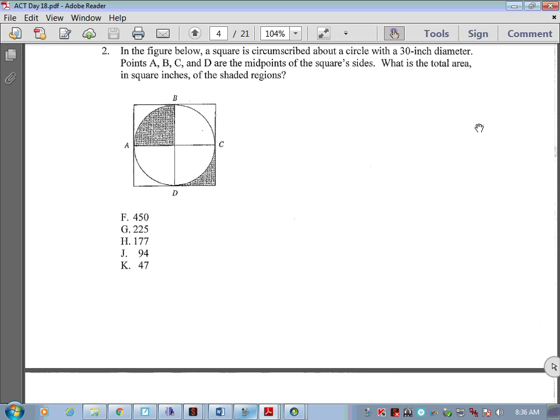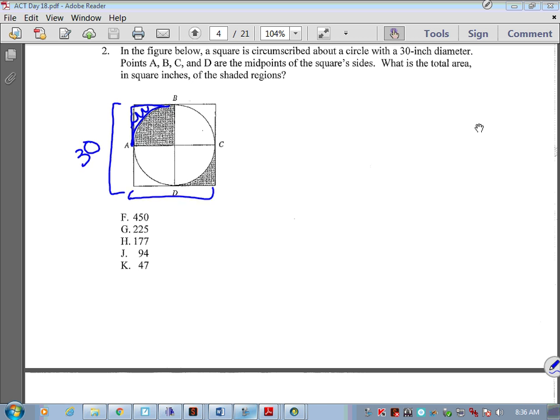All right. What's interesting about this is that this shaded region could just as easily be here, right? So let's just put it there. Let's make our life easier. So really what that shaded region is, it's 1/4 of the whole circle, right? All right, so if it's a 30-inch diameter, then that means that the side lengths are 30, because it's a square.